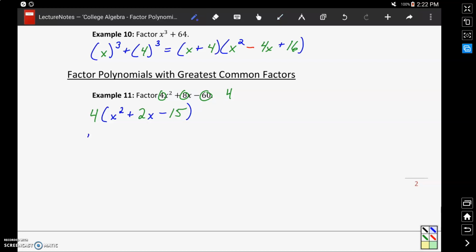In this case, we could go ahead and factor this as x plus 5 times x minus 3, because 5 times negative 3 would give us negative 15, and 5 minus 3 would give us the positive 2 that we're after.